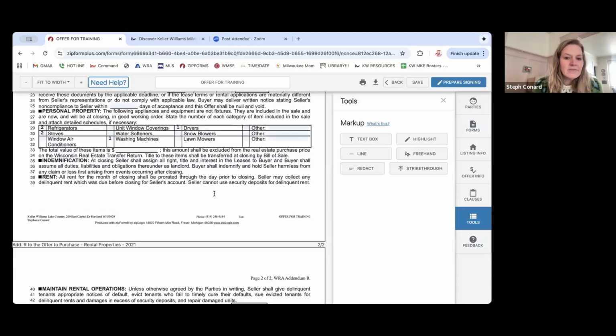So even if an addendum R isn't used, that security deposit should get transferred at closing, and then it's refunded by the new owner as normal. So I've never seen it any other way.